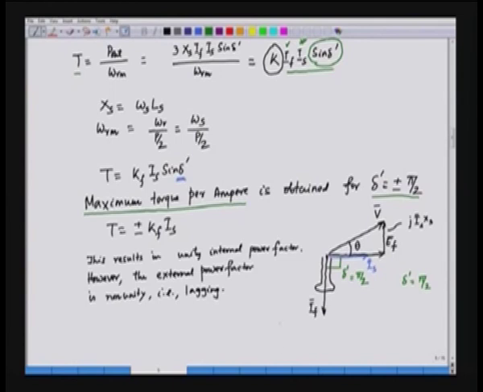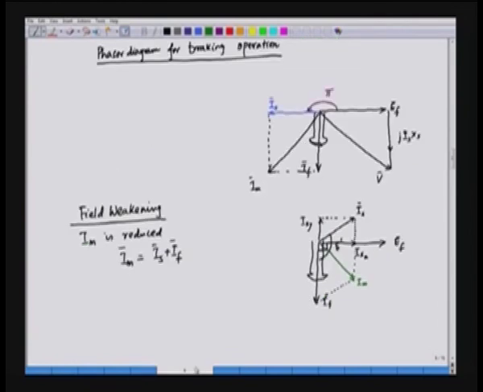And we see here that the voltage V is here, and we have the field current If, and Is is the armature current, and the torque is given by Kf into Is for delta prime is equal to plus minus pi by 2. And this is for the braking operation.